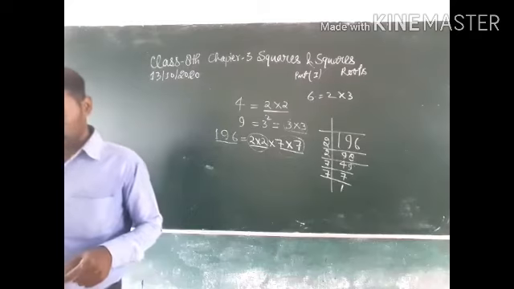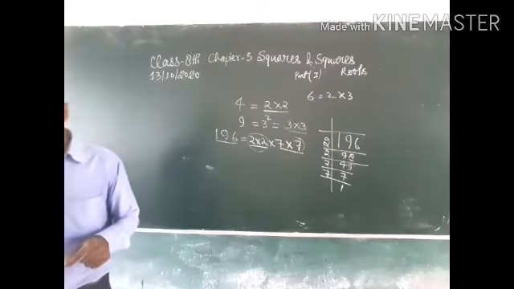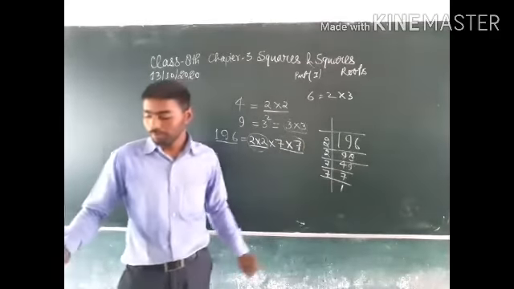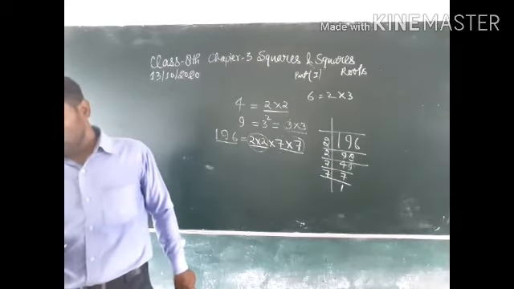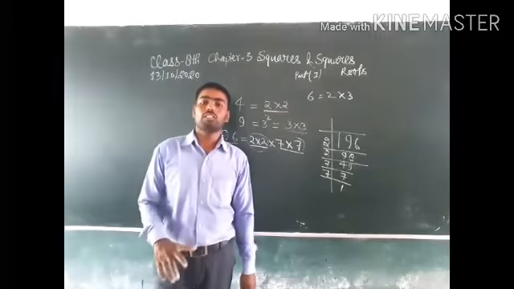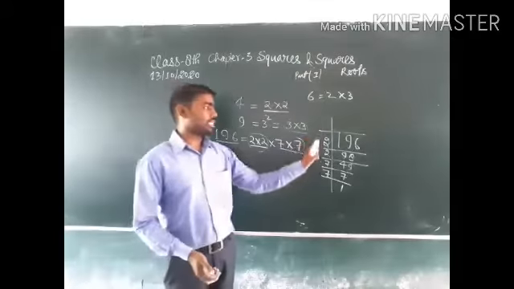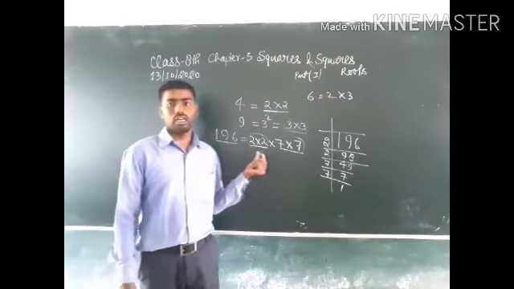So exercise 3a, using the prime factorization method. This is the prime factorization method, in class 7. Find which of the following numbers are perfect squares. You can only check whether the given number is a perfect square or not. So you use this concept and check whether the given number is a perfect square or not.